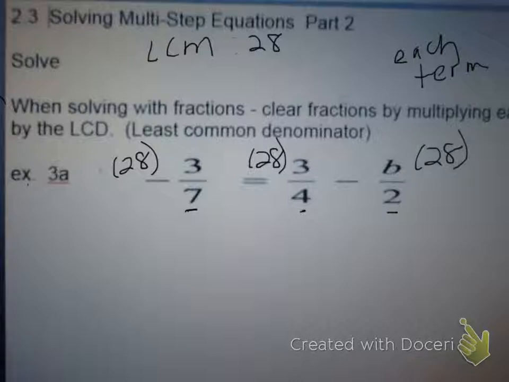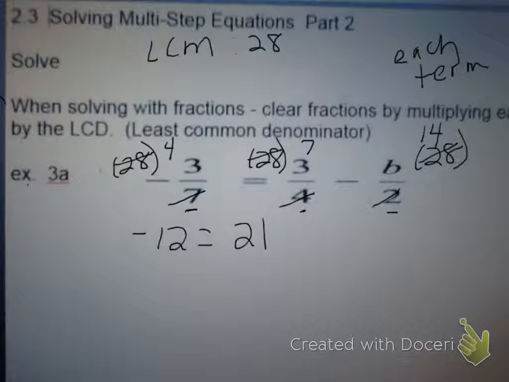Now we cross reduce. 7 goes into 28 4 times. 4 times a negative 3 is a negative 12, is equal to 4 goes into 28 7 times. 7 times 3 is 21. And then cross reduce here. 2 goes into 28 14 times. 14 times a negative b. Be very careful about that. It's a negative 14b, or you can write it as minus 14b.